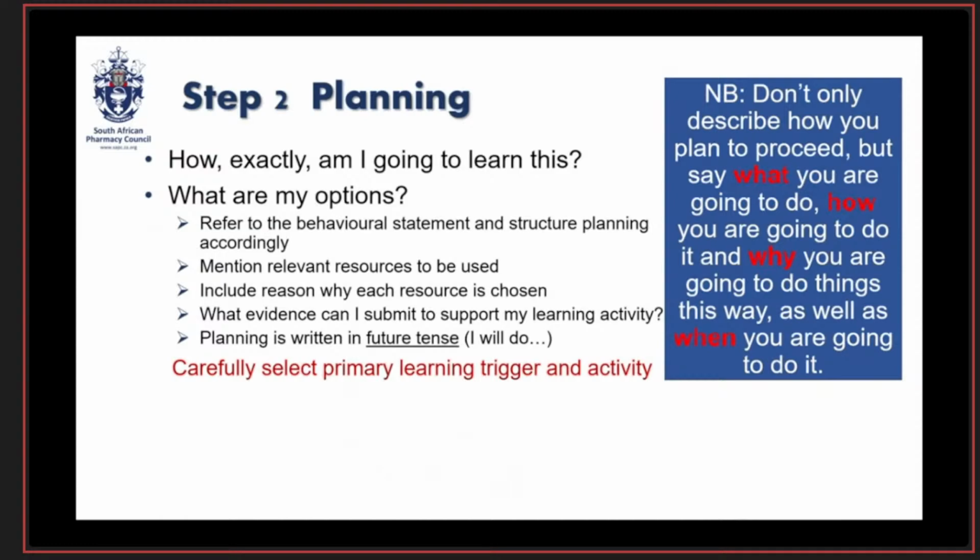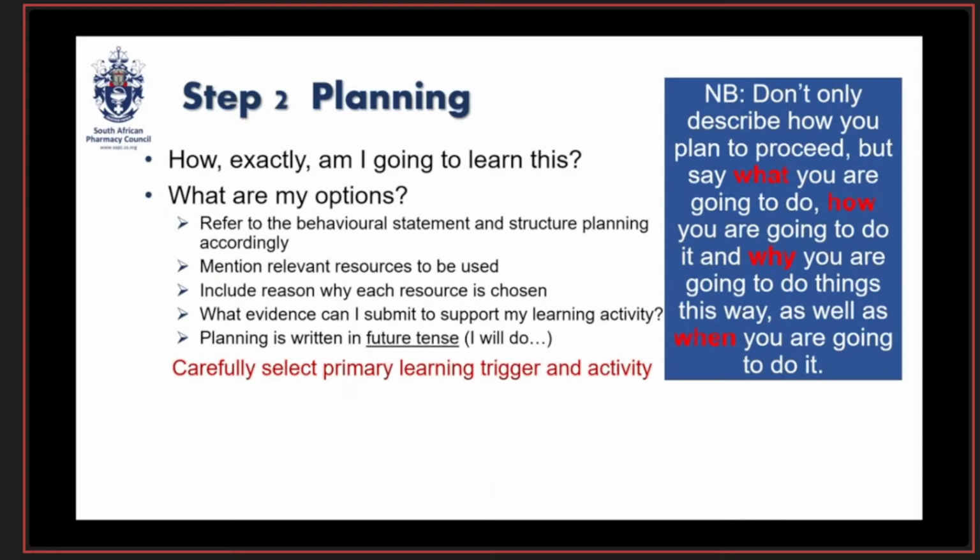So now I've identified my learning need. I know what I want to achieve. So the next thing I have to do is I have to plan. How am I going to achieve my learning need? So very important, don't only describe how you plan to proceed, but say what are you going to do? How are you going to do this? Why are you going to do this? And when are you planning to do this? Remember, your assessor and your moderator is not in the pharmacy with you.